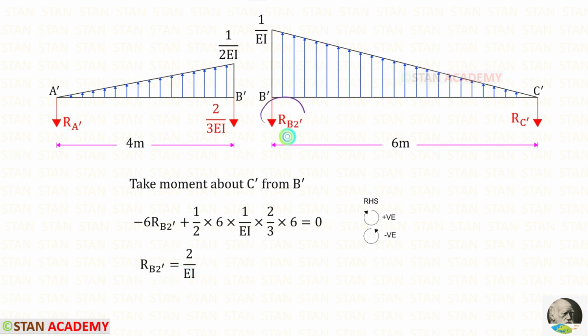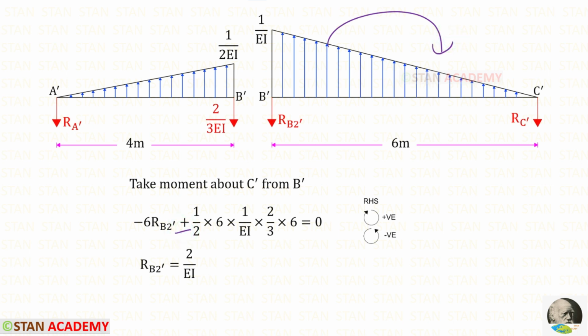To find RB2 dash, let us take moment about C dash. In this case, we have to follow the right hand side rule. RB2 dash is acting in the anti-clockwise direction, so it will be negative and the distance is 6. The UDL is acting in the clockwise direction, so it will be positive.